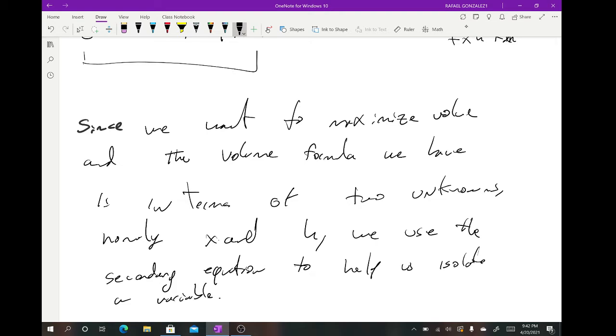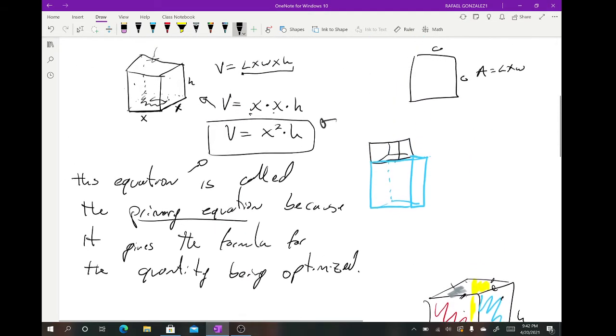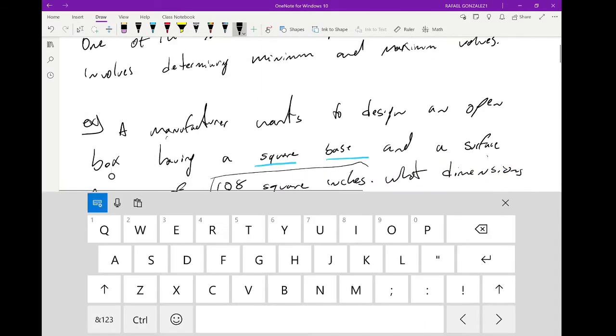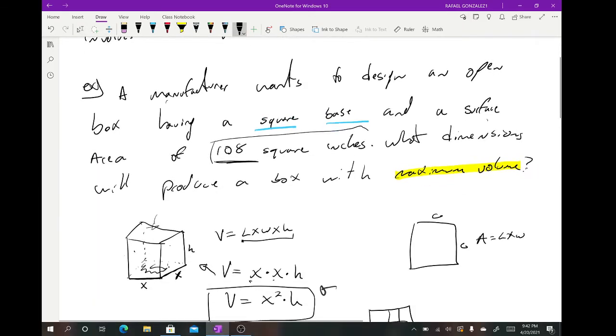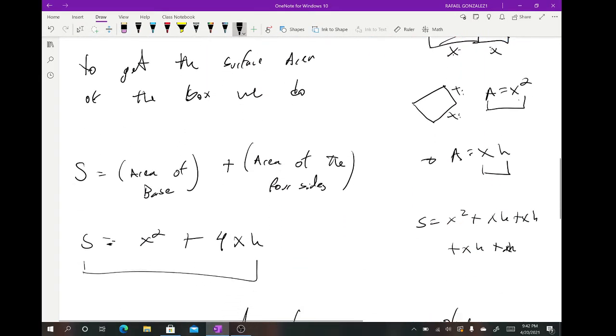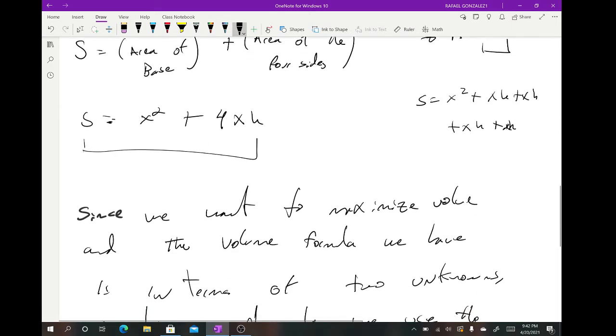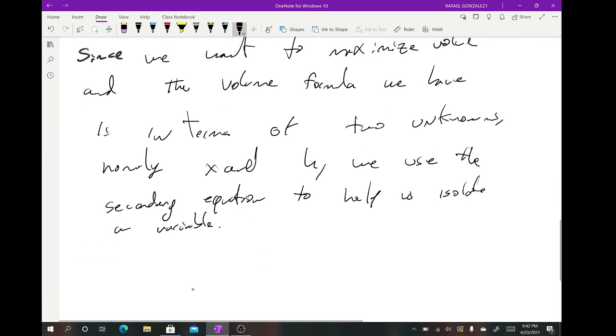So what do I mean by that? We know something about surface area. The problem tells us that we want a surface area of 108 square inches. And we just figure out an equation that relates the open box to the surface area. So we have the surface area is given by x squared plus 4xh. So x squared plus 4xh. And we know that we want that to be equal to 108.